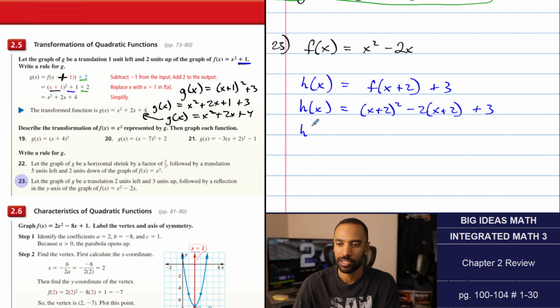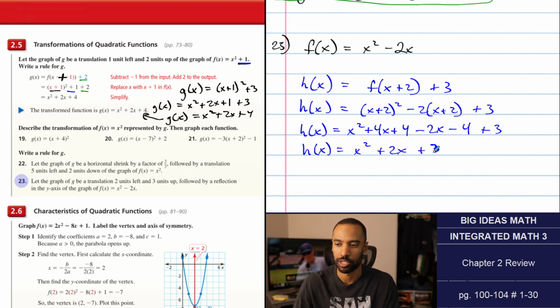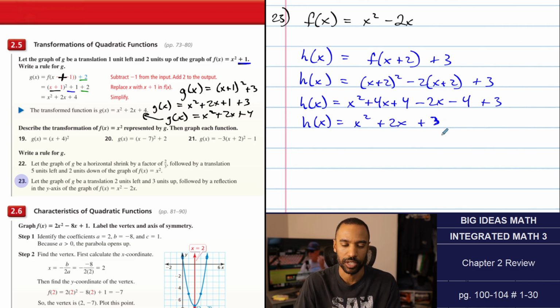We want to simplify this thing. This is what the book would have done as well. (x plus 2) quantity squared is x squared plus 4x plus 4. Negative 2 times (x plus 2) is negative 2x minus 4. And there's a plus 3. Combine like terms. This is just the translation parts, by the way. You have x squared. 4x minus 2x is 2x. 4 minus 4 plus 3 is 3. So x squared plus 2x plus 3. This is just the translation parts.